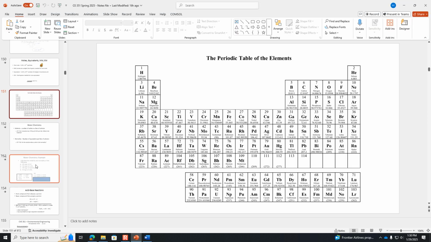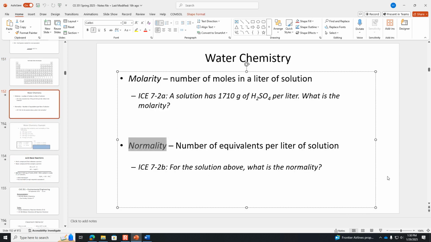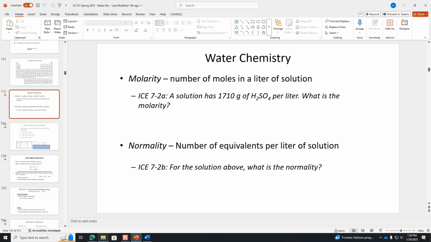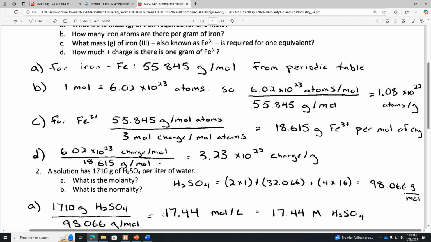Now, the next thing is the normality. And the normality is how many equivalents per liter of solution. Okay, so this solution we calculated was 17.44 moles per liter. So if we're counting the particles of H2SO4, there's 17.44 times 6.02 times 10 to the 23rd. Now, when it's asking about the normality, what do you think it's asking about? Remember, normality takes the number of functional units into account.